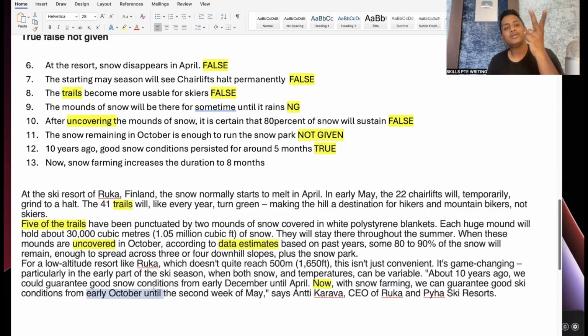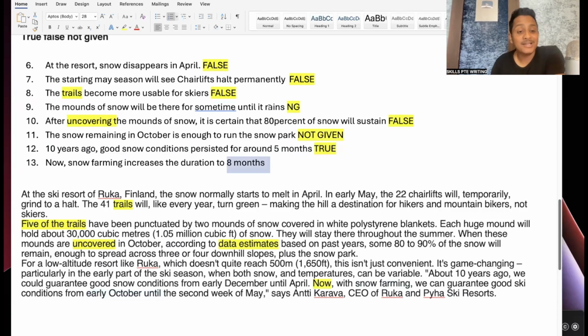Early October, October, November, December, January, February, March, April: 7.5 months, probably, or close to 7 months, approximately 7.5 months, but definitely not 8 months. Agree?